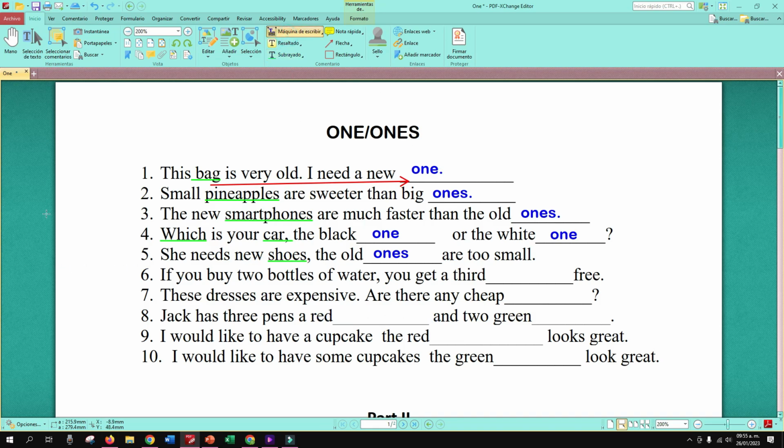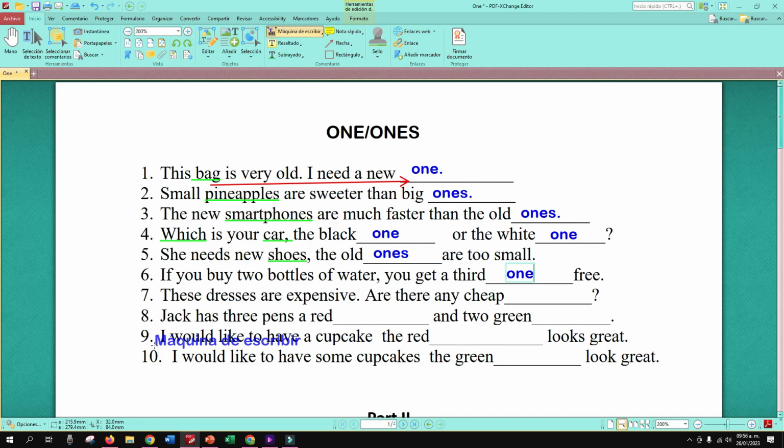Okay, what about the number six? If you buy two bottles of water, you get a third what? One or ones? What do you think? One. Number six, one. Yes, a third one. You have two, but you get another one. So a third one. Perfect.